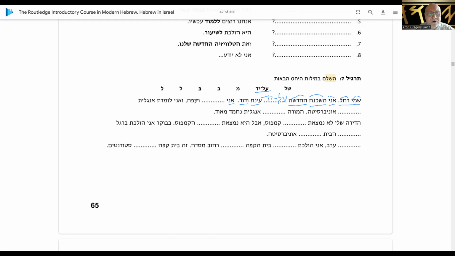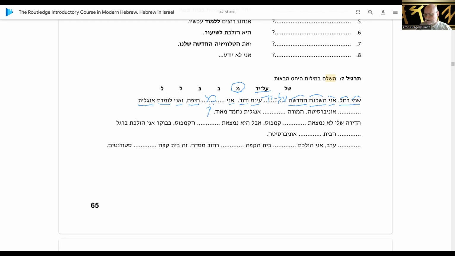And then Ani blank Haifa. I bet that's from Haifa. But Ani Lomedet, okay, let's see. Lamad, I am studying Anglit, English. Okay, so I bet it's going to be this one right here, mem. Ani Me Haifa. You wouldn't see that tsere there in modern Hebrew, but it's probably Me Haifa. Ani Lomedet Anglit.